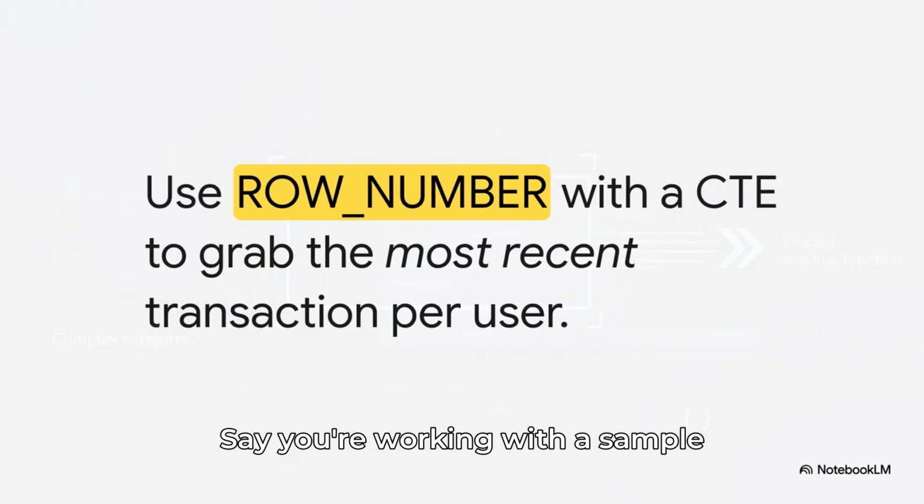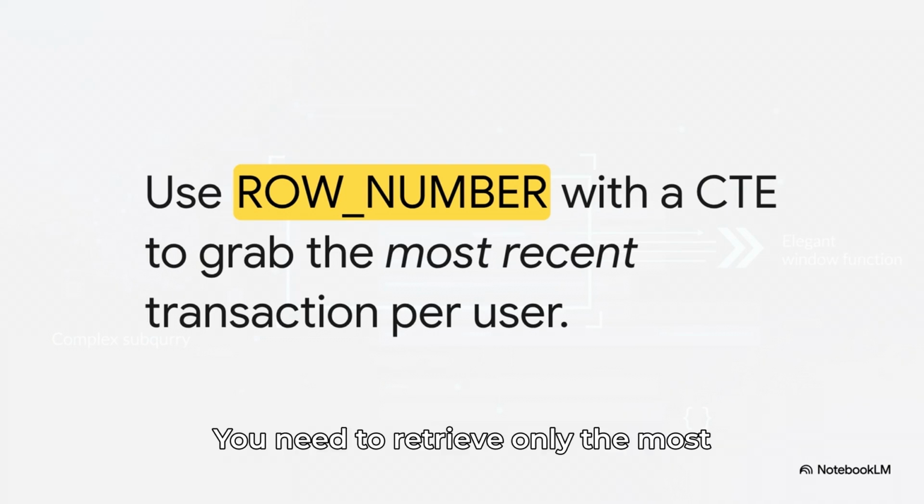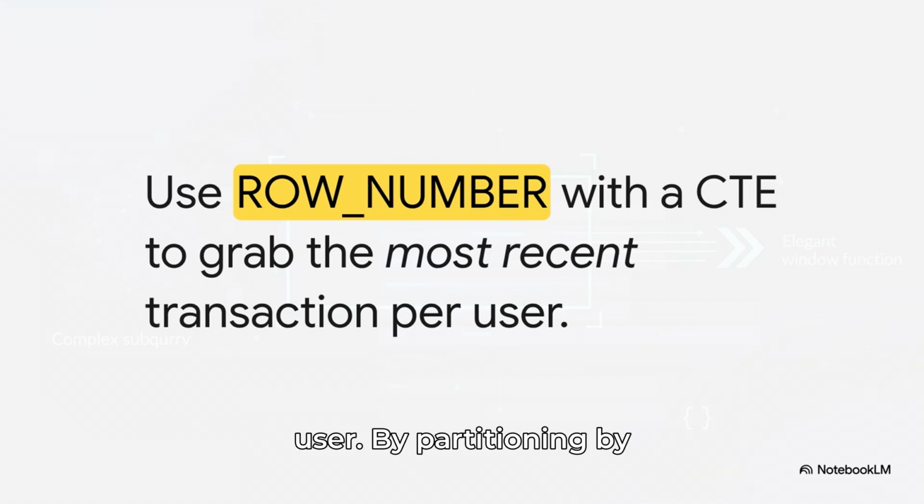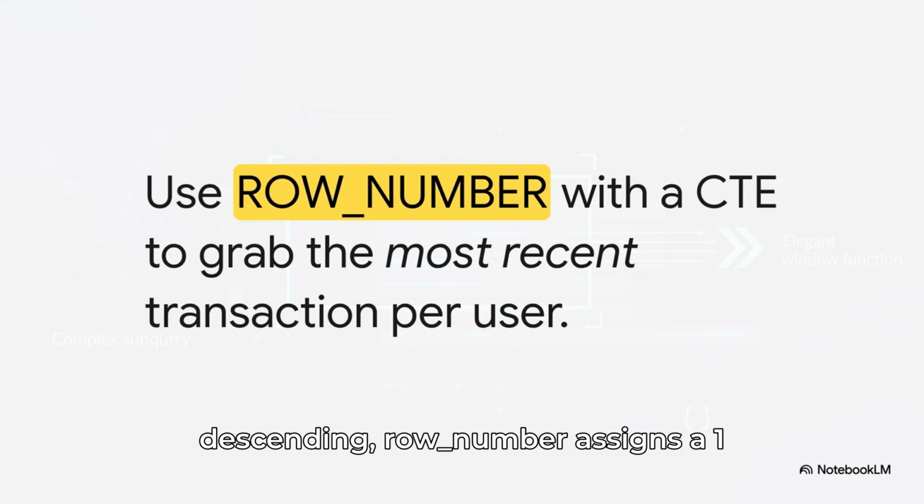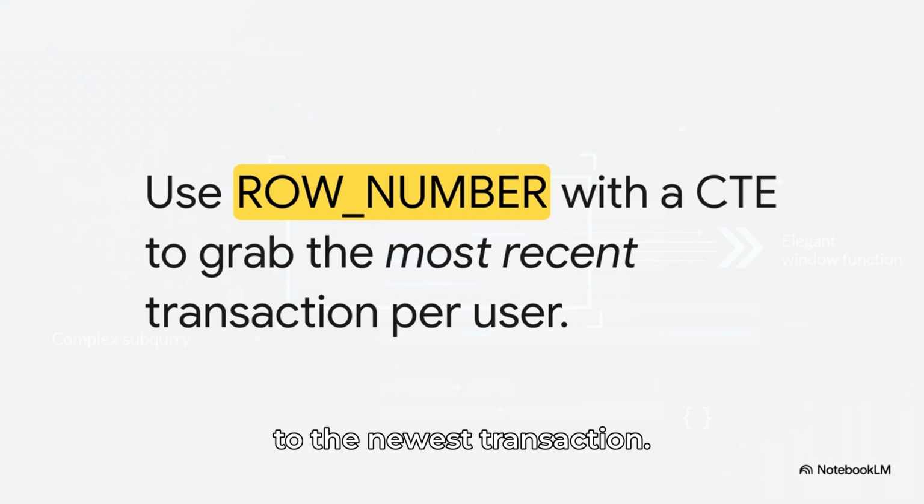Say you're working with a sample transactions table. Here is a super common requirement. You need to retrieve only the most recent or first transaction per user. By partitioning by user and ordering by date descending, ROW number assigns a 1 to the newest transaction. Now, quick caveat here, window functions can't actually be used directly in a where clause. So, actually, it's an easy fix.